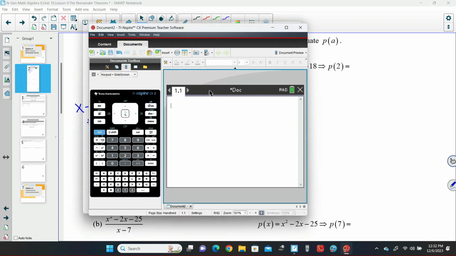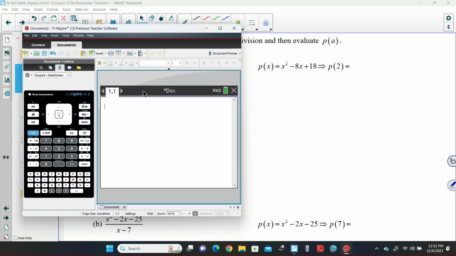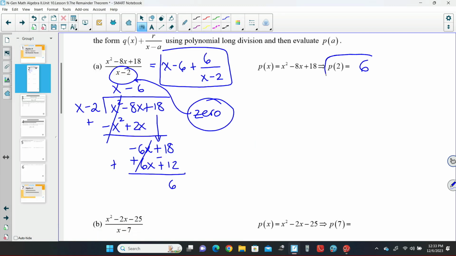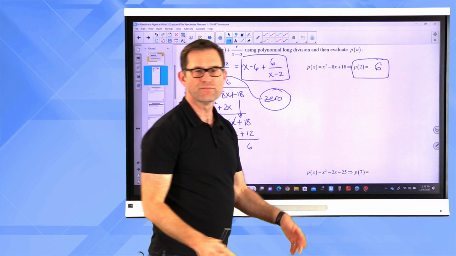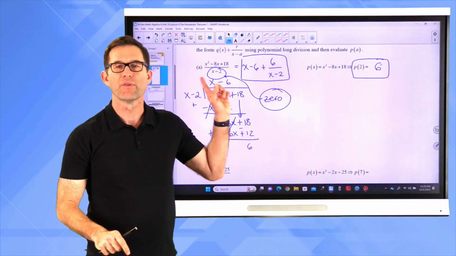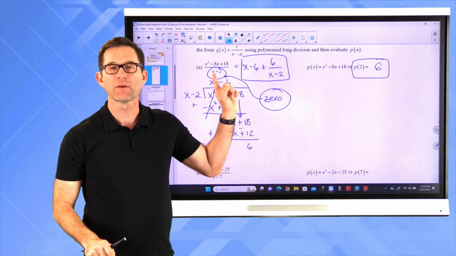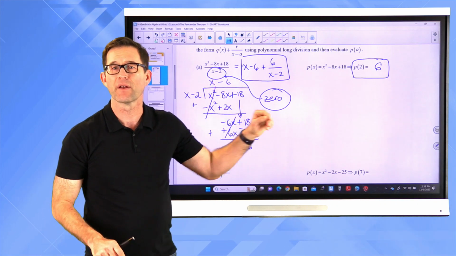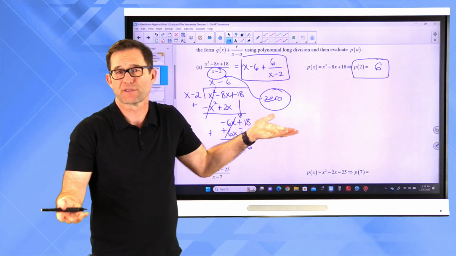I can just take my calculator out, right? I'll take 2 and I'll store it in x. And now let me just type that polynomial in. X squared minus 8x plus 18. And p of 2 is equal to 6. All right, so great, whatever, right? So the numerator evaluated at x equals 2, the zero that's indicated by the denominator, is equal to 6. Awesome.